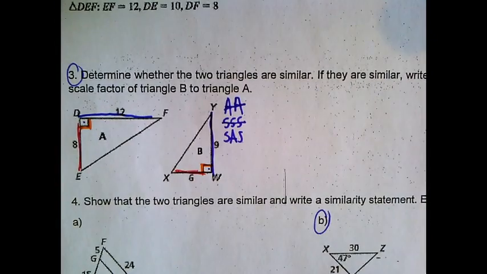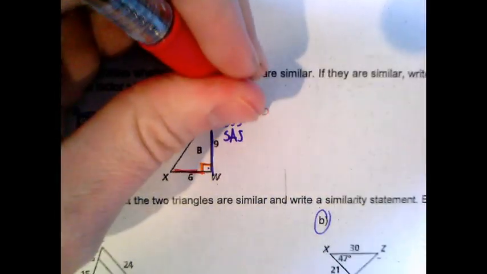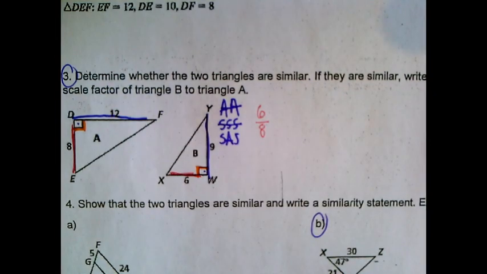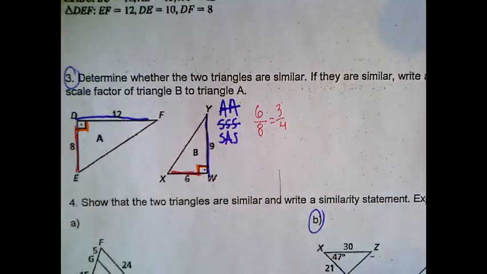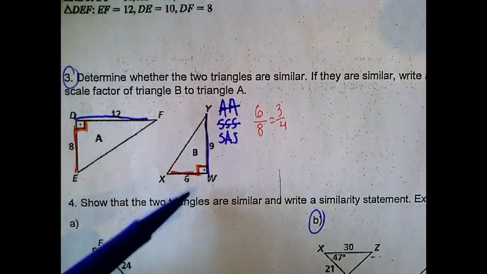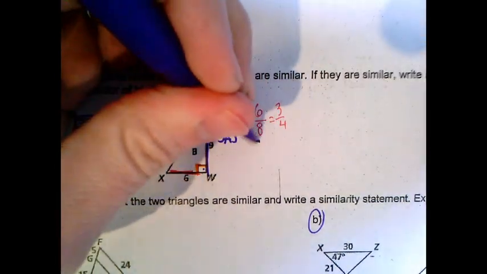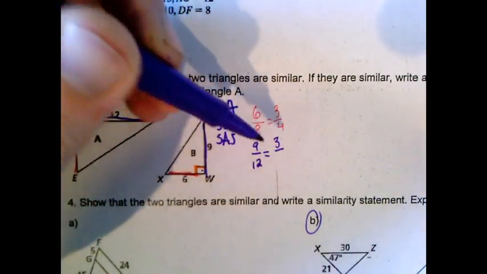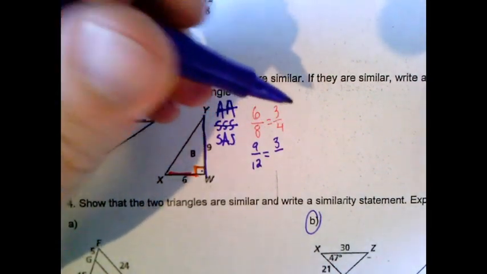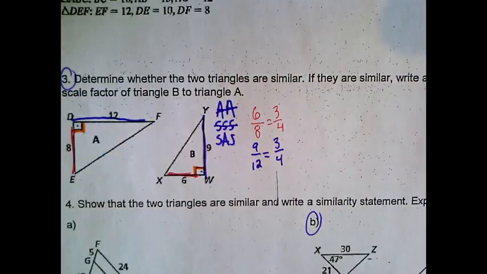Again, we just pick. I'm going to do red with red and blue with blue. 6 matches 8. Now you could do 8 over 6, same thing. But that simplifies. Half of that is 3, half of that is 4. So that's 3/4. Then I went small triangle over that, and I've got to do this over that. So I've got to do 9 over 12. 3 goes into that 3 times, 3 goes into that 4 times. So it's 3/4. So those are the same, so they are similar.